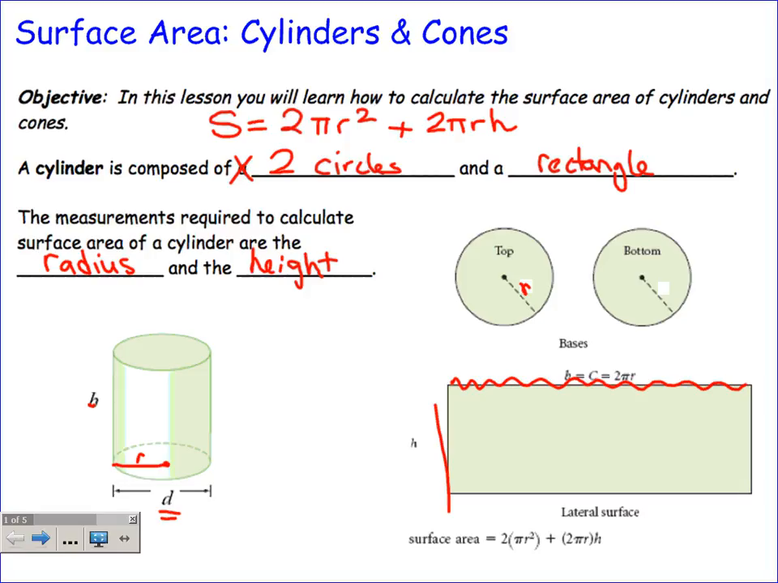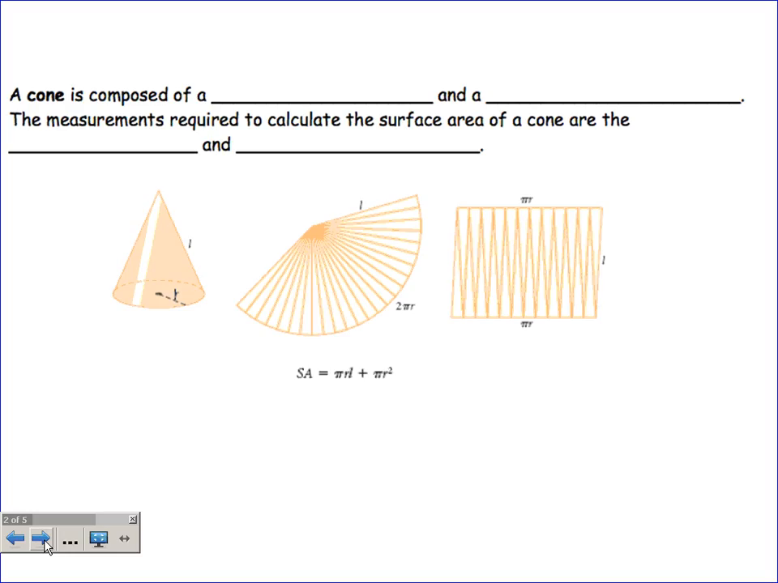2 pi r squared plus 2 pi r h. I'll walk over here now. Okay, 2 pi r squared plus 2 pi r h. Should be how that works.